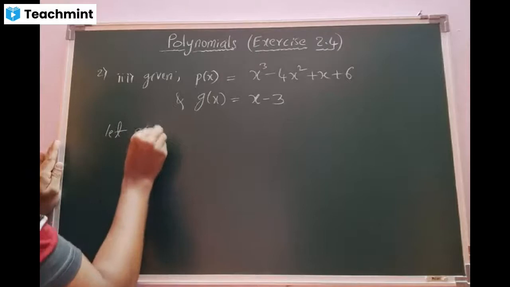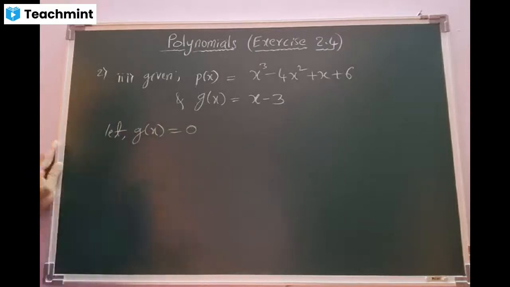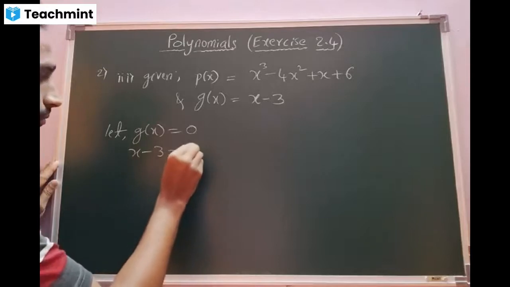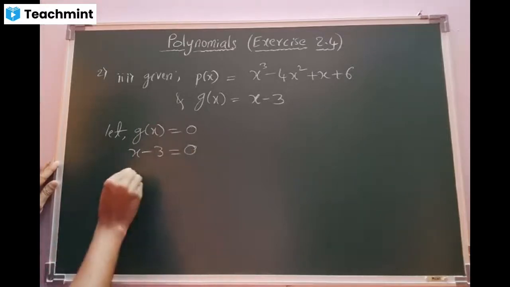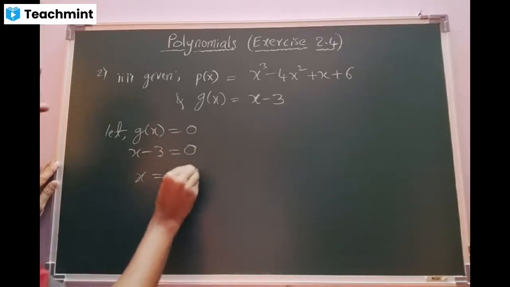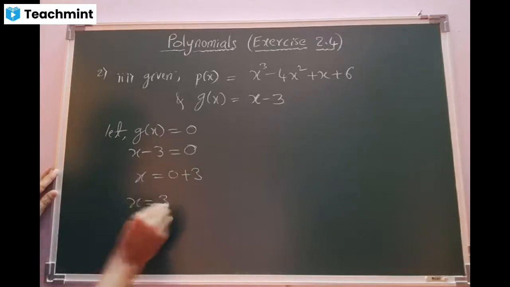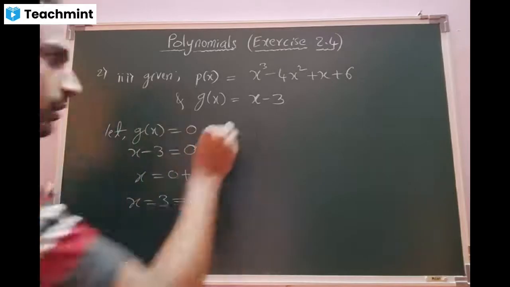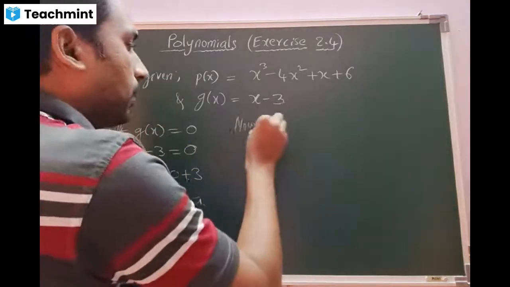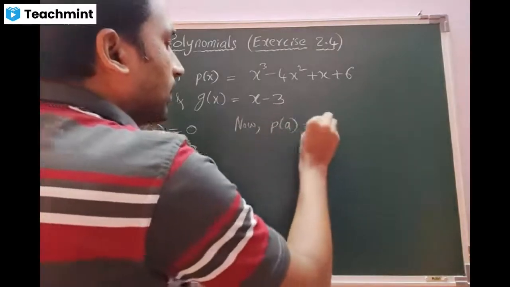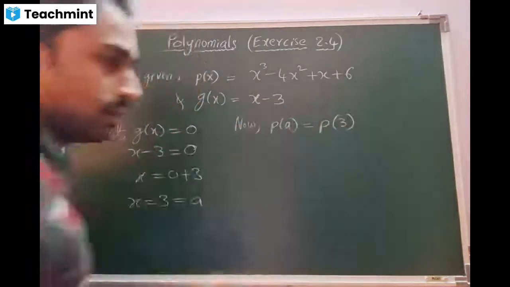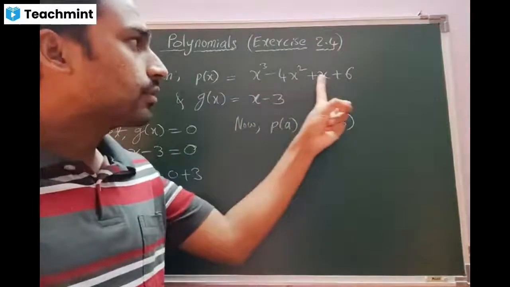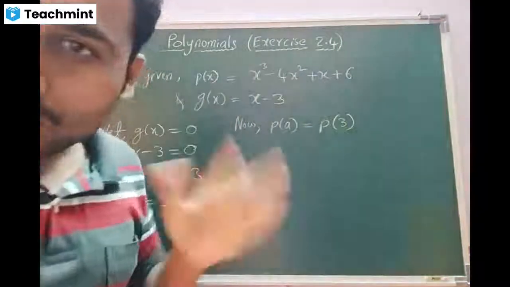Let g of x be equal to 0. What will be the value of x, beta? X minus 3 is equal to 0. X is equal to 0 plus 3, nothing but 3, because negative becomes positive, which is the value of a. Now we will find P of a, nothing but P of 3. The meaning is, value 3 has to be put in the place of x in the dividend P of x. Correct, beta?